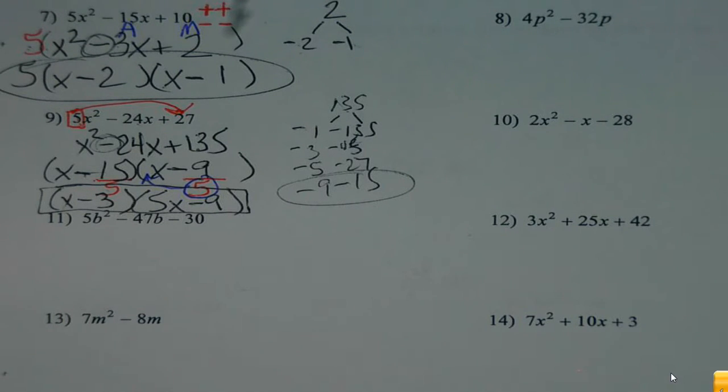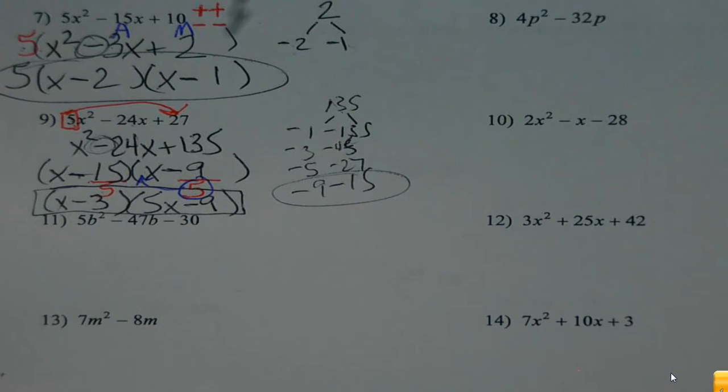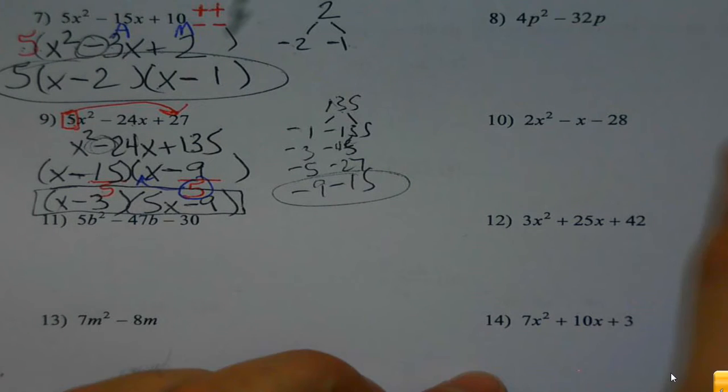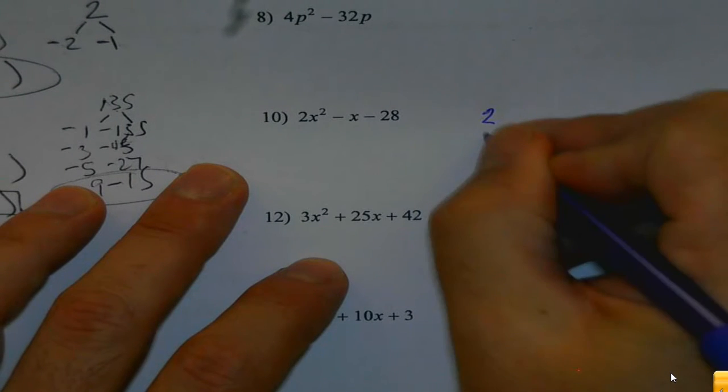Now this other one we're going to do the guess and check with. So we're going to do number 10. Now again, if you're stuck and you want to do slide and divide, you do slide and divide on this one. But we're going to play the guess and check game. So if we play guess and check, do some side work here. So 2 is 2 and 1.